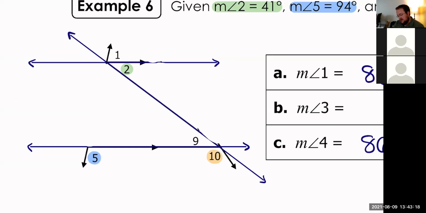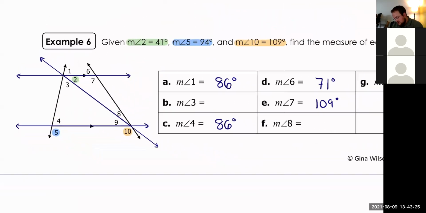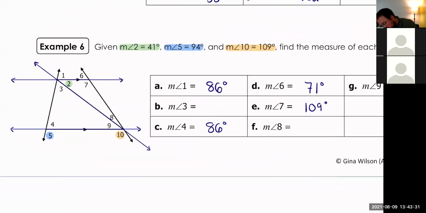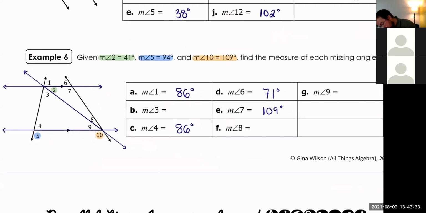So I bring back, I think I redid too much. Yeah. So 2 and 9 are alternate interior, therefore congruent. 2 should equal 9. So 9 is 41 degrees.